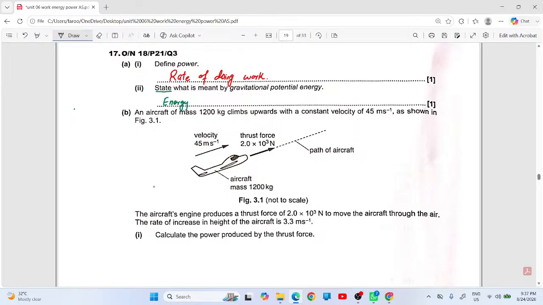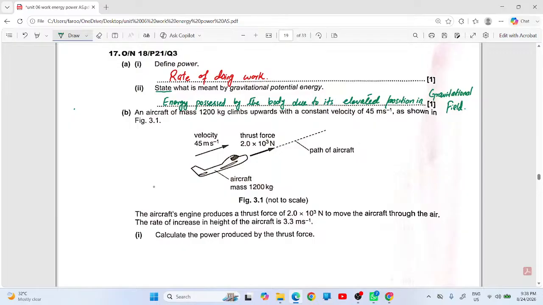Energy possessed by the body due to its elevated position in the gravitational field. The answer says energy of a mass due to its position in the gravitational field. Okay, fine.